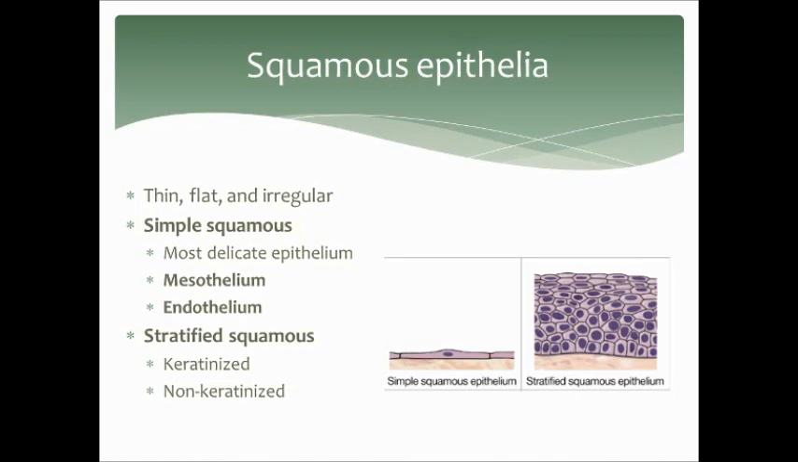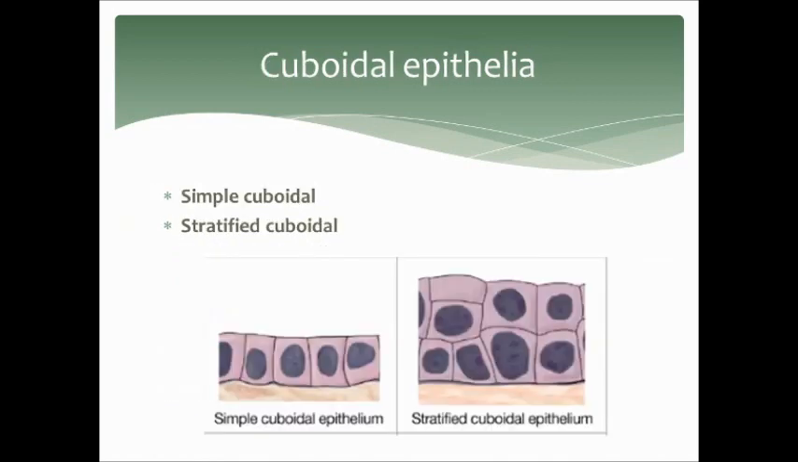Non-keratinized epithelium means that there's not a lot of keratin, so these are in areas where we don't want waterproofing. We actually want these tissues to be rather wet, and they have to be kept this way or they can deteriorate. So examples of that are the oral cavity, the pharynx, the esophagus, the anus, and the vagina. With cuboidal epithelium, the simple cuboidal epithelium is specialized for secretion and absorption, so we'll find this a lot in glands and kidney tubules. And the stratified cuboidal is rather rare. It can be found in sweat ducts and larger mammary ducts.